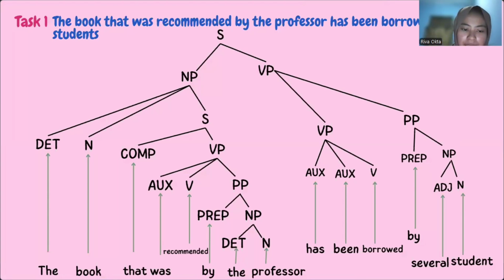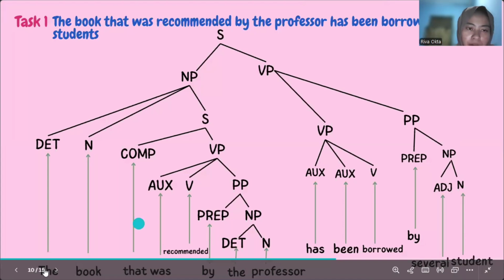Verb phrase is divided into auxiliary verb, verb, and prepositional phrase. Prepositional phrase is divided into preposition and noun phrase. Noun phrase is divided into determiner and noun. And from this sentence, the is determiner, book is noun, that is complementizer, was is auxiliary verb, recommended is verb, by is preposition, the is determiner, professor is noun. And verb phrase is divided into verb phrase and prepositional phrase.